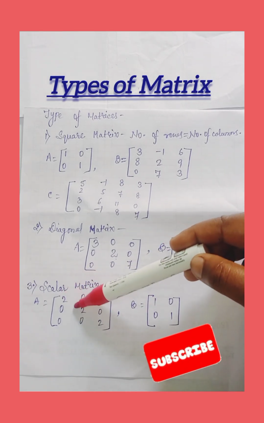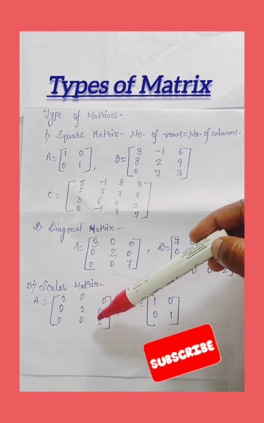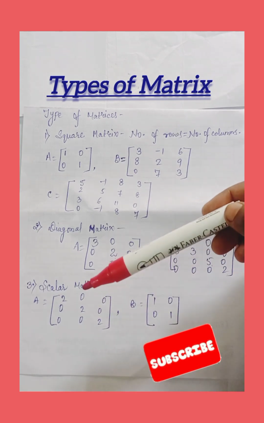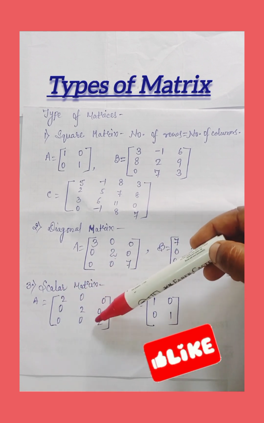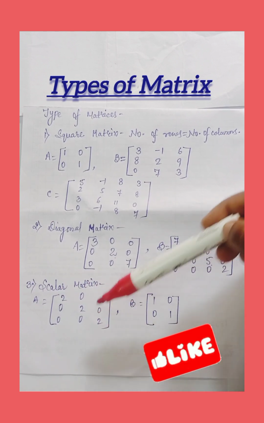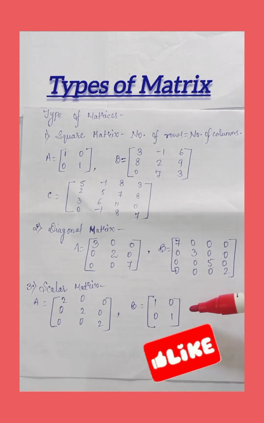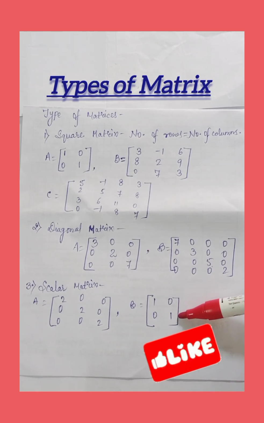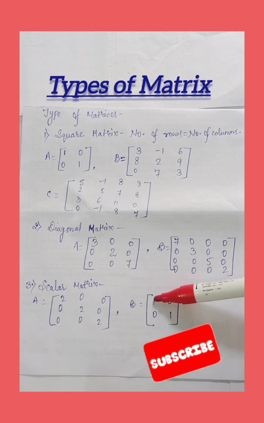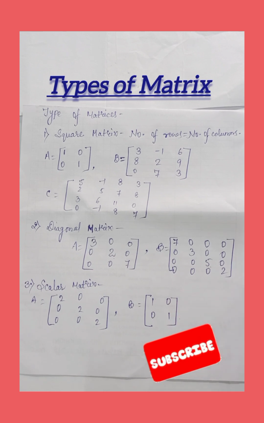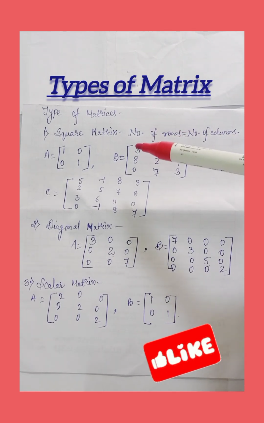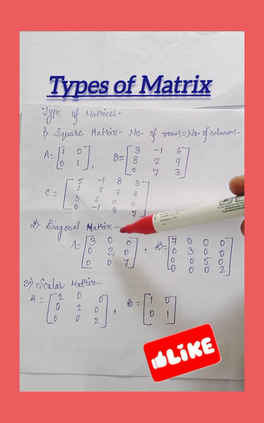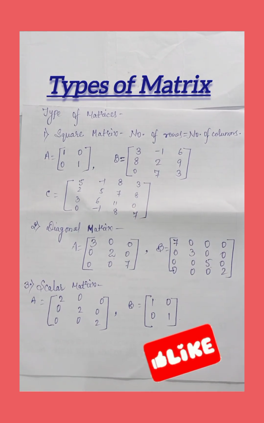Whether the matrix is of order 2 into 2, or 3 into 3, or 4 into 4, the diagonal elements will always be the same numbers. In the next example you can see, this is an example of an order 2 into 2 matrix. So the diagonal elements are 1, 1. It means this is an example of a scalar matrix. So here I have told you about square matrix, diagonal matrix and scalar matrix.